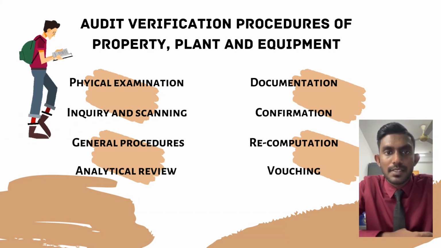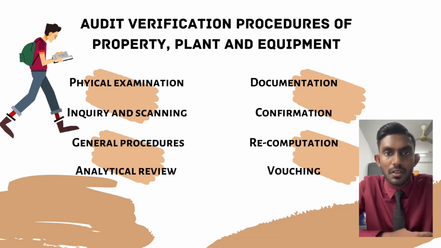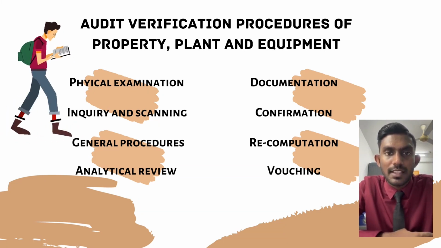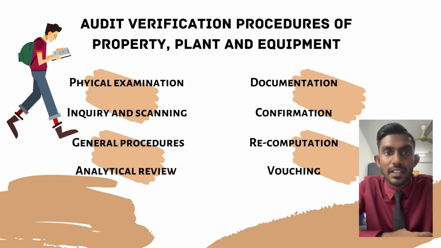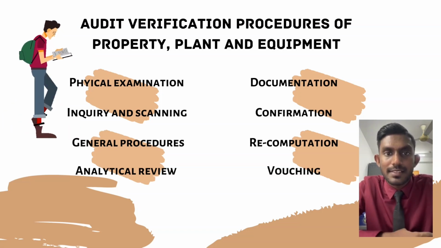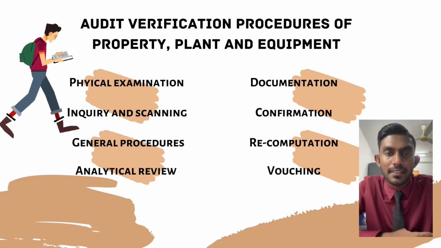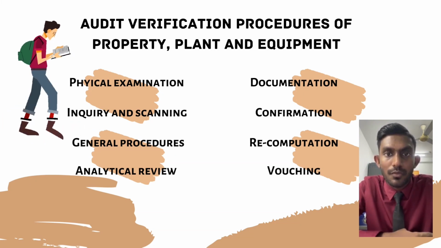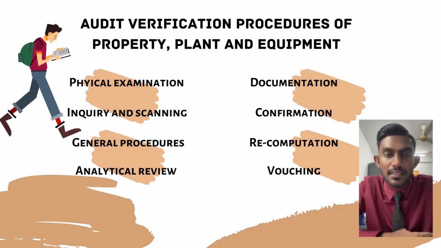Today, I'm going to present about audit verification procedure of property, plant and equipment. The first audit procedure is physical examination, which means physical verification of assets. The second one is inquiry and scanning, which means test of control on purchasing of fixed asset to booking of assets on fixed asset register.